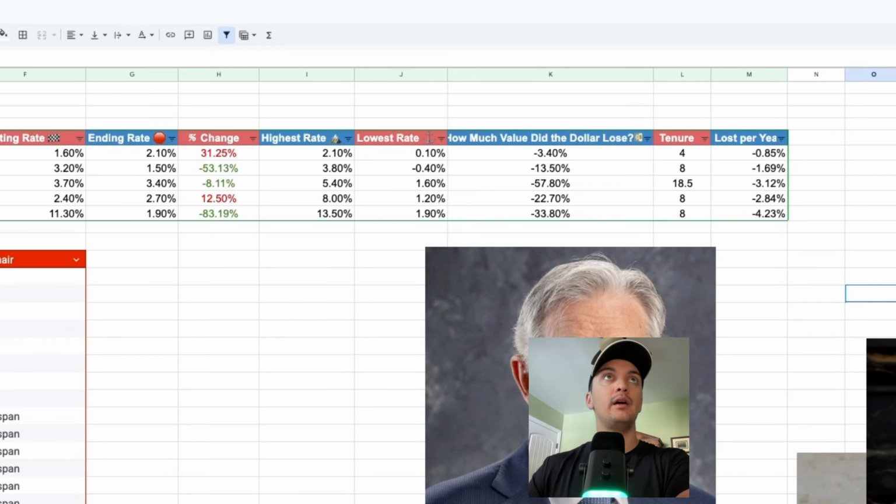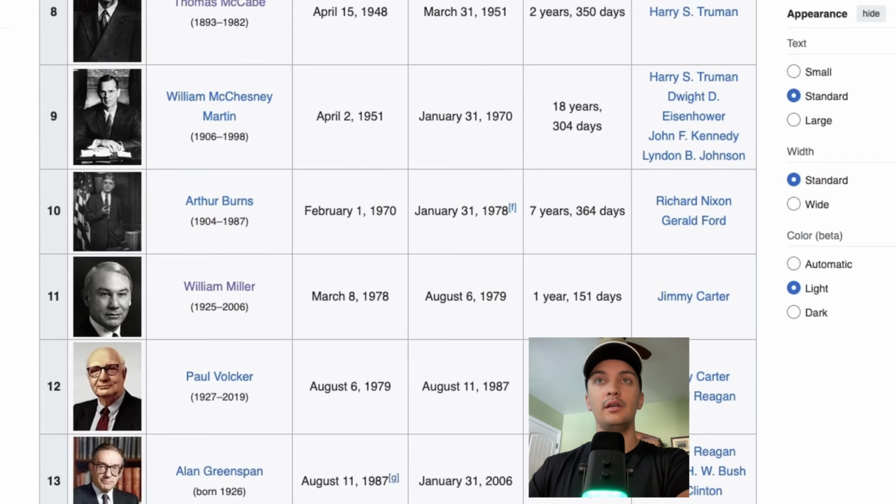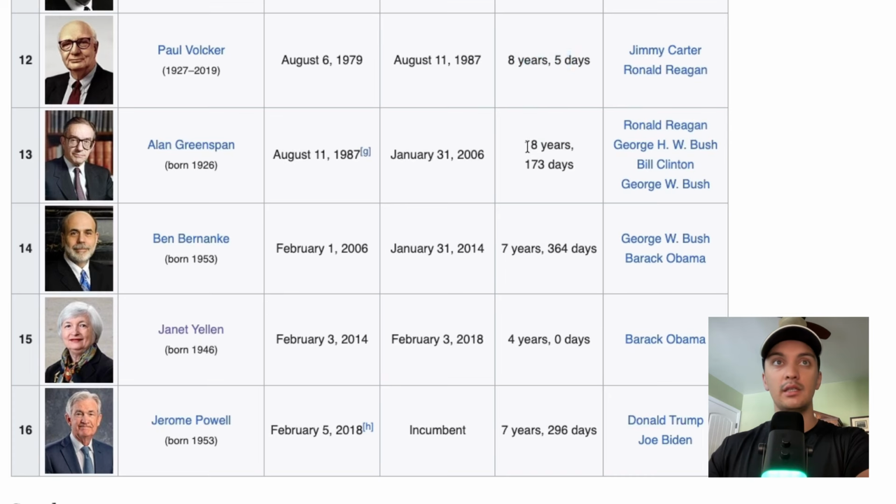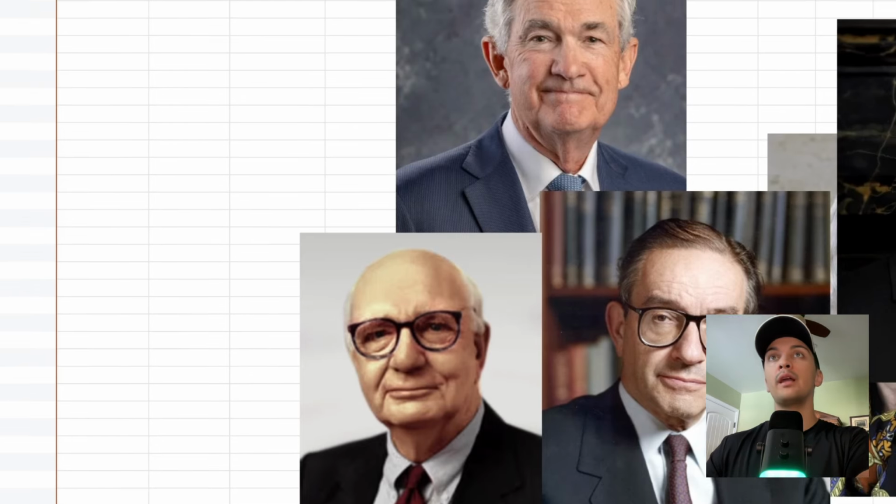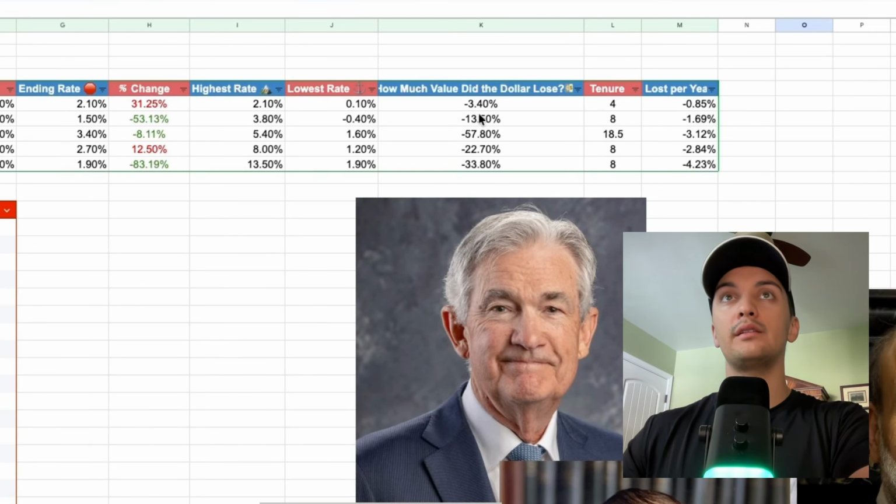I grabbed it from Wikipedia, where it actually tells you. For Volcker, I put 8 years. Greenspan, 18.5. Bernanke, I rounded up to 8. Janet was a solid 4. And Jerome, I put at 8 years as well. And then I divided that over this thing, or under this thing, and we get the loss per year.